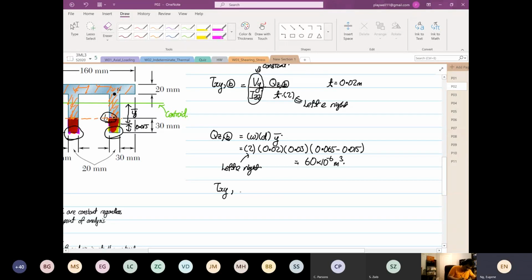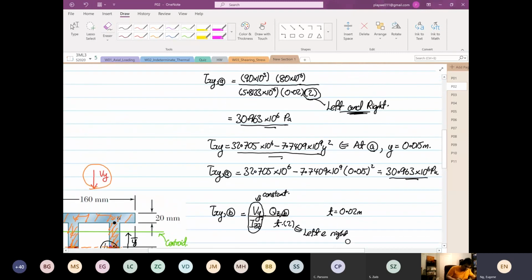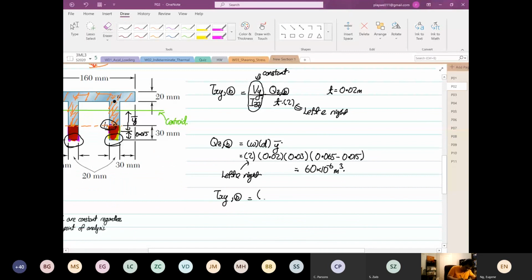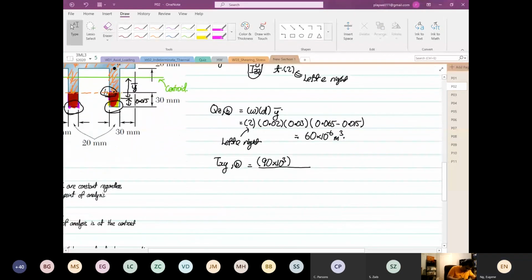At point B, this will be equal to your Vy. Your Vy is equal to 90 times 10 to the power 3, divided by your Izz, which is 5.8133 times 10 to the power minus 6. Okay, so Q is equal to 60 times 10 to the power minus 6. Thickness 0.02 multiplied by 2 again. This is because of your left and right.